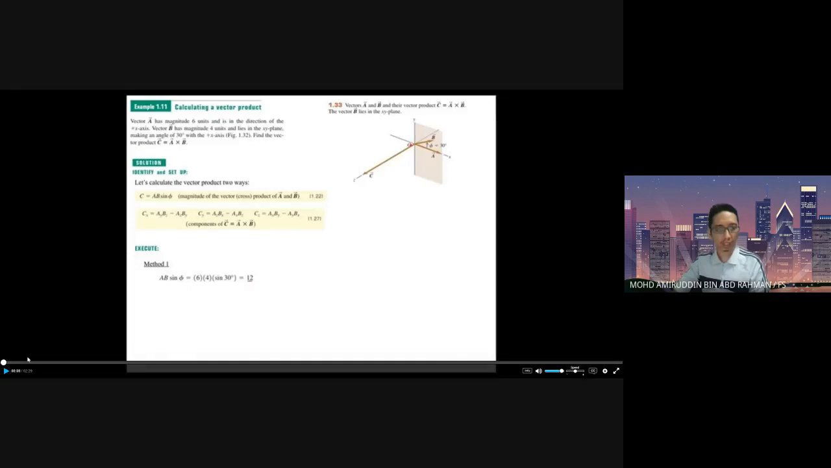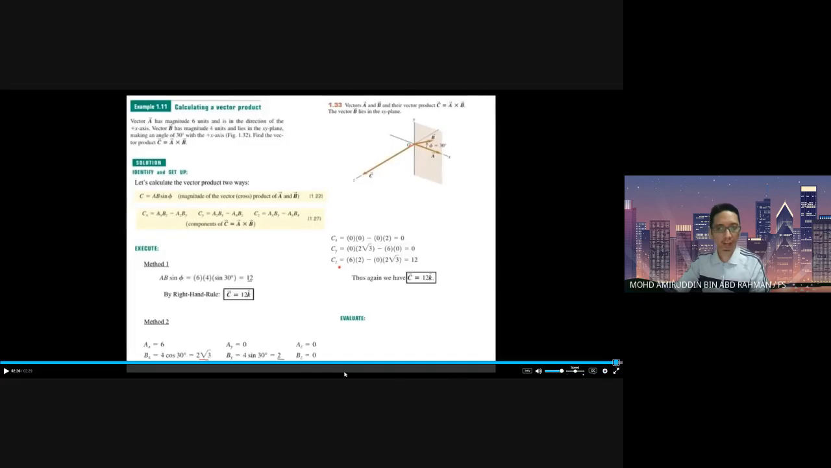Okay, so basically it is clear that you have two ways to solve this problem. Of course, method 1 is direct and simpler. But for method 2, we are using the components. We are resolving the vectors into components, and then we find out what is the vector C. All right, so hope that is clear for you.